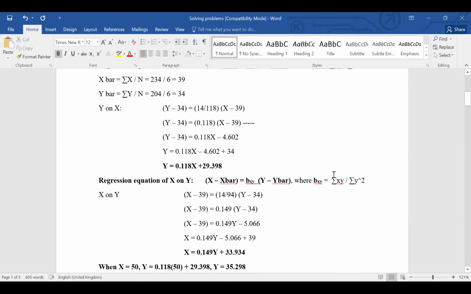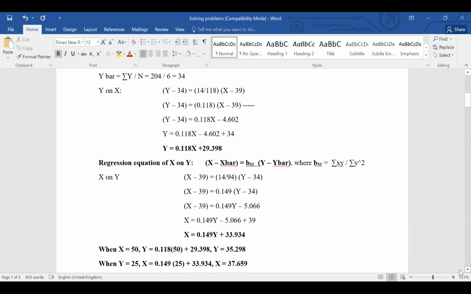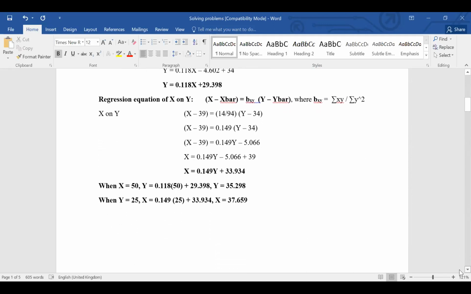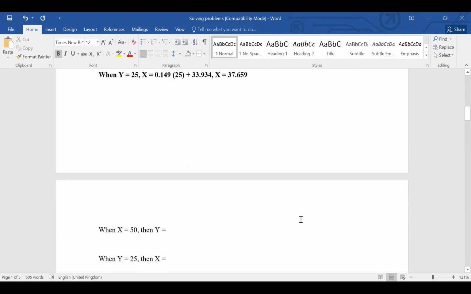And when you're using this formula for y on x, the numerator will be x square, and for x on y, the numerator will be y square. Only the numerator will change here. Don't mention the wrong formula. So this is the final answer, right? Now we'll move to the second problem.